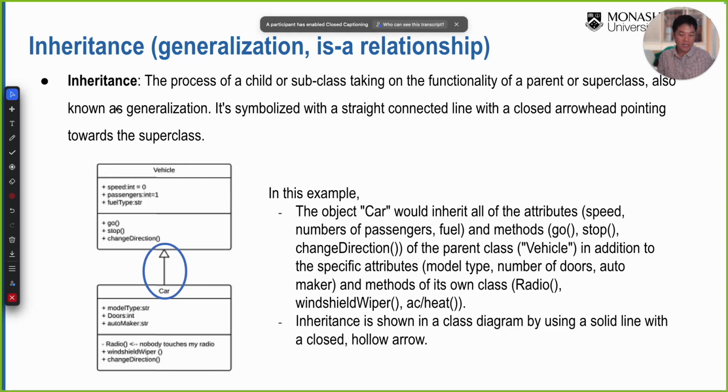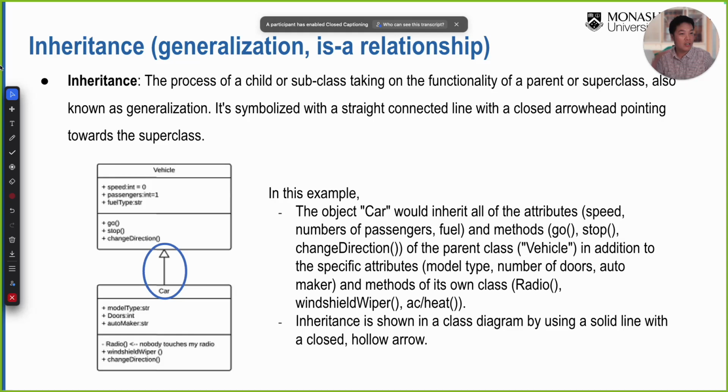Okay, so inheritance, what does it mean? It is the process of a child or subclass taking the functionality of a parent or superclass. It is also known as generalization, and we use the arrowhead here to describe the is-a relationship. Normally we use it for abstraction, right? Let's say you have a car. We can abstract to a higher level as well, which is called vehicle. And we can have multiple types of vehicle. It can be a car, motorcycle, bicycle, van, trucks, whatsoever, right?